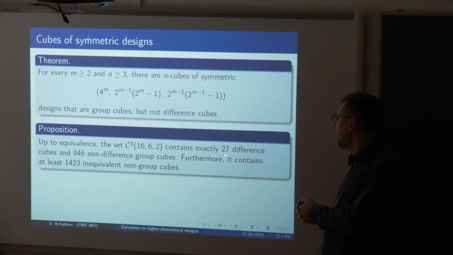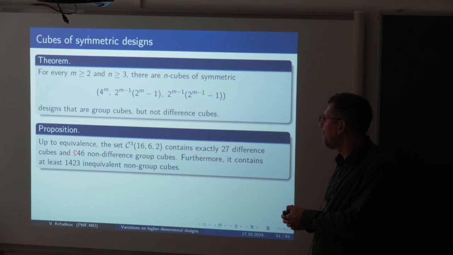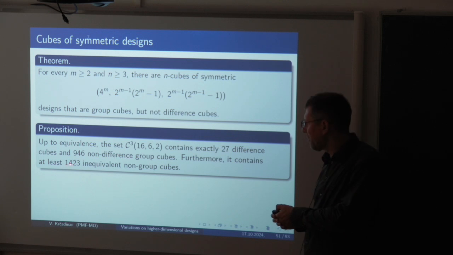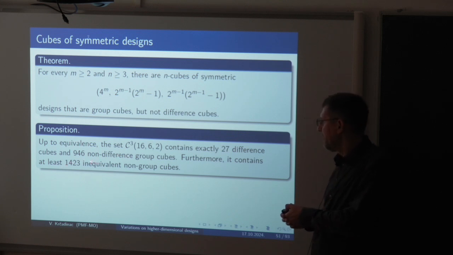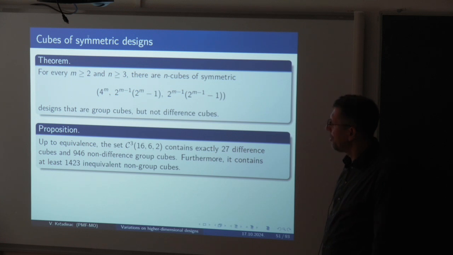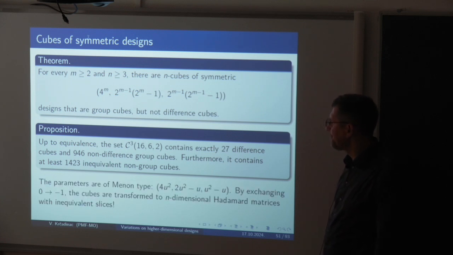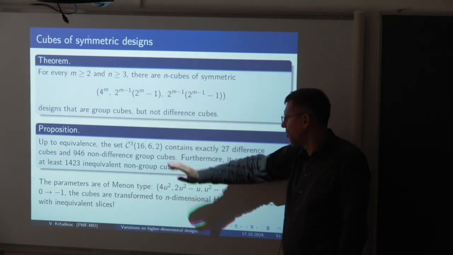Actually, there are exactly 27 difference cubes, then 946 more non-difference cubes, but group cubes. And then the majority of them are actually non-group cubes. More than half of them do not come from our construction. But this is the only example we have, 1662 non-group cubes.